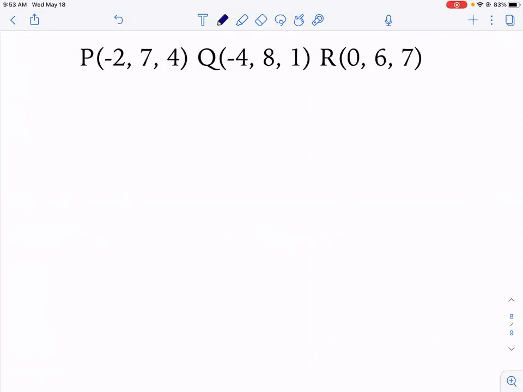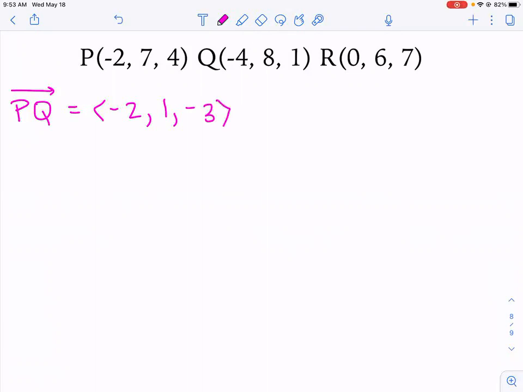Okay, so I want to start by making the vector PQ. Okay, and remember we must take terminal minus initial. So let's do that. Terminal minus initial. Terminal minus initial. Terminal minus initial.